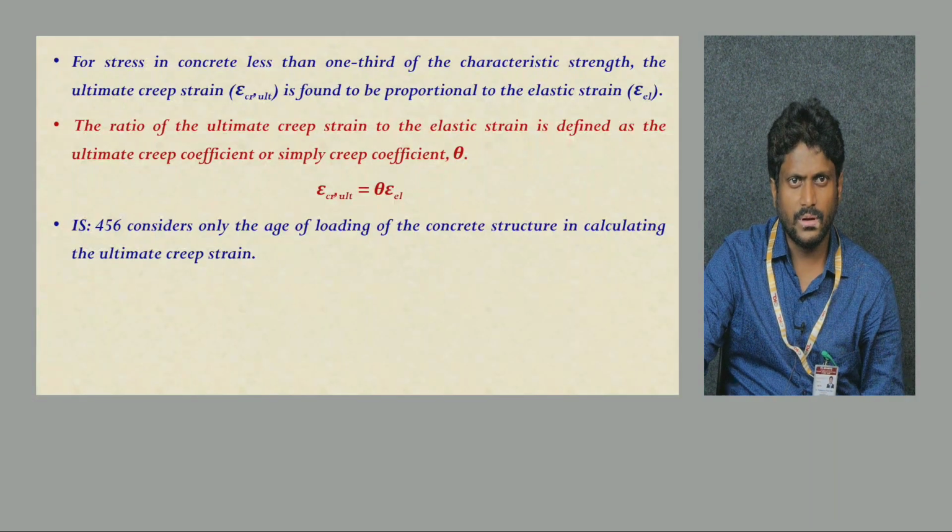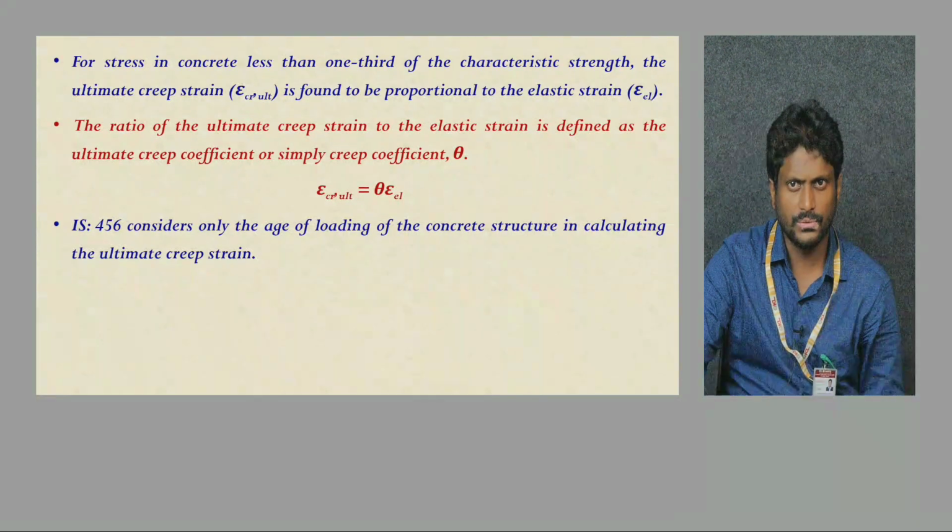For stress in concrete less than 1/3 of the characteristic strength, the ultimate creep strain is found to be proportional to the elastic strain. The ratio of the ultimate creep strain to the elastic strain is defined as the ultimate creep coefficient, or simply creep coefficient, that is theta.